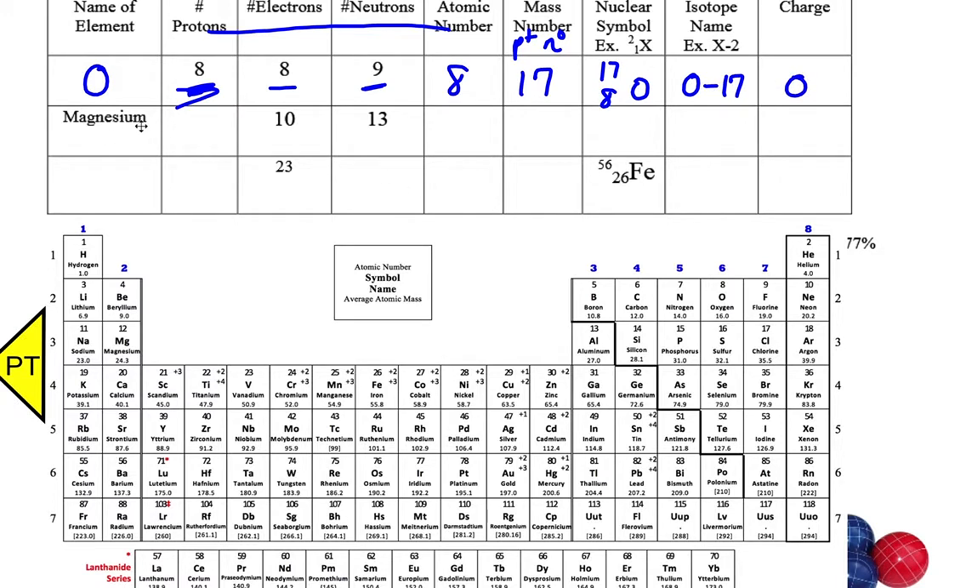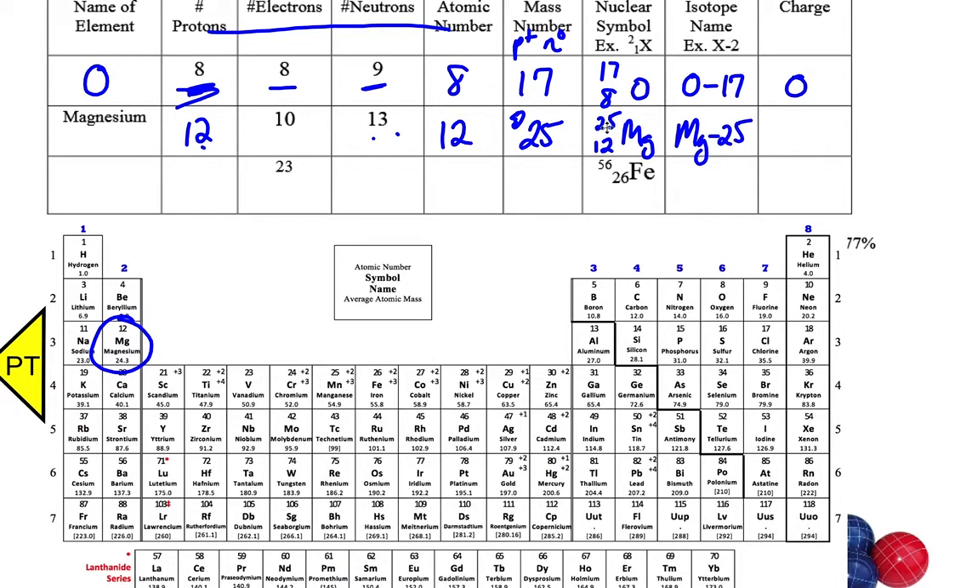Now magnesium. Magnesium is over here. So magnesium is atomic number 12. There's 12 protons, so the atomic number is 12. There's 13 neutrons. 12 plus 13 is 25. If I rewrite it as a nuclear symbol, I'm going to put 25 on top, 12 on the bottom, mass number over atomic number, Mg, and then I write Mg-25.